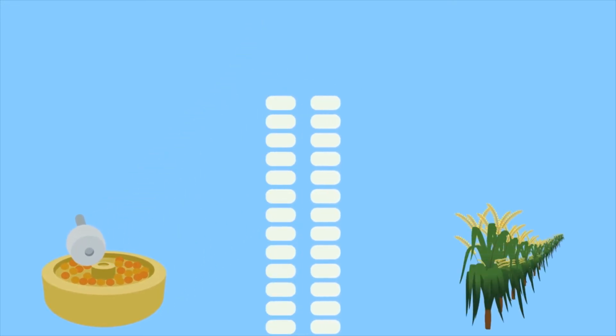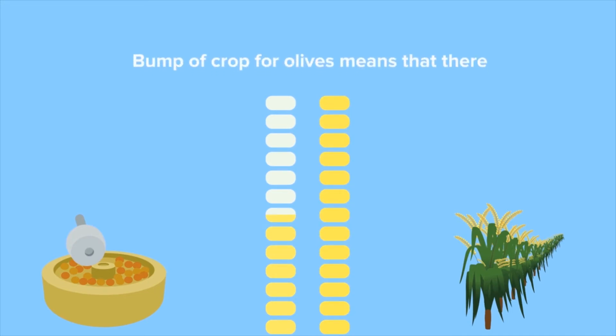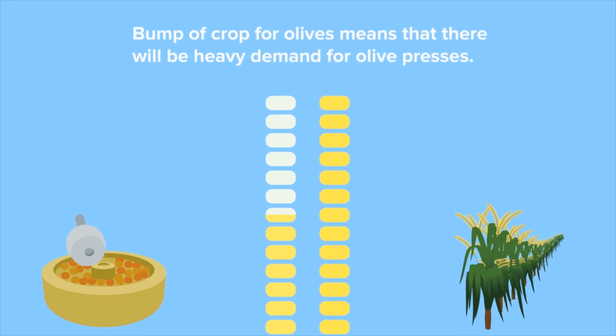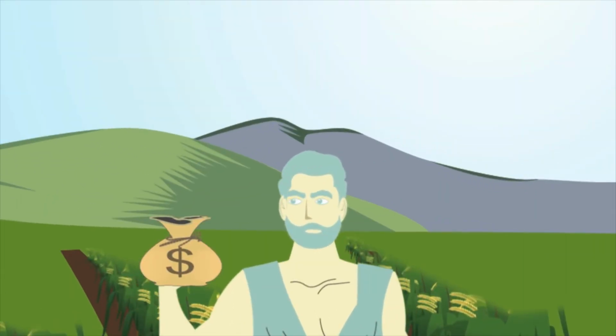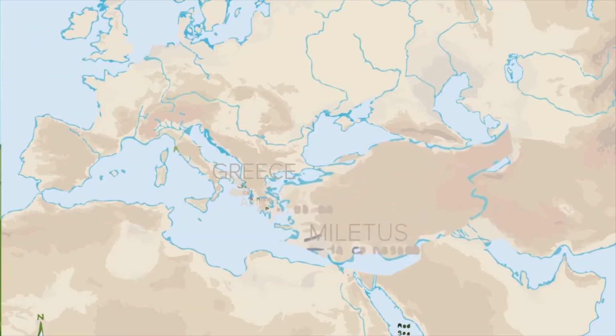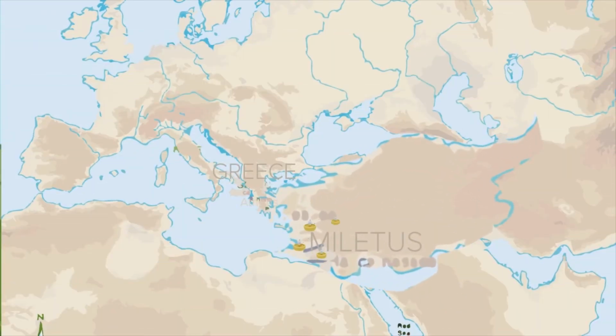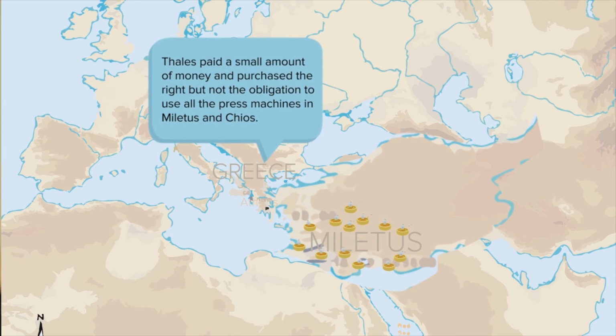Thales had a brainwave. Since he knew that there was going to be a bumper crop for olives, which meant there would be crazy demand for olive presses, he could use this to his advantage. Instead of buying all the presses and letting it go when the demand picked up, he did something ingenious. Thales paid a small amount of money and purchased the right, but not the obligation, to use all the presses in Miltus and Chios, which was the nearby place.